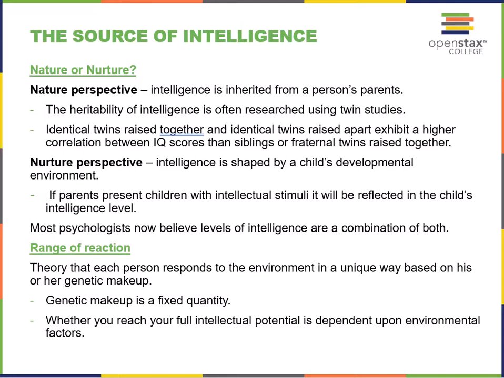Range of reaction further supports this. They talk about genetic makeup being fixed, and that whether or not you reach your full intellectual potential is dependent upon environmental factors, which is why a lot of parents will put their children in the most rigorous and hardest classes and try to really give them a leg up. The research doesn't necessarily support this at younger ages for children. At later ages, the research is a little bit more supportive.